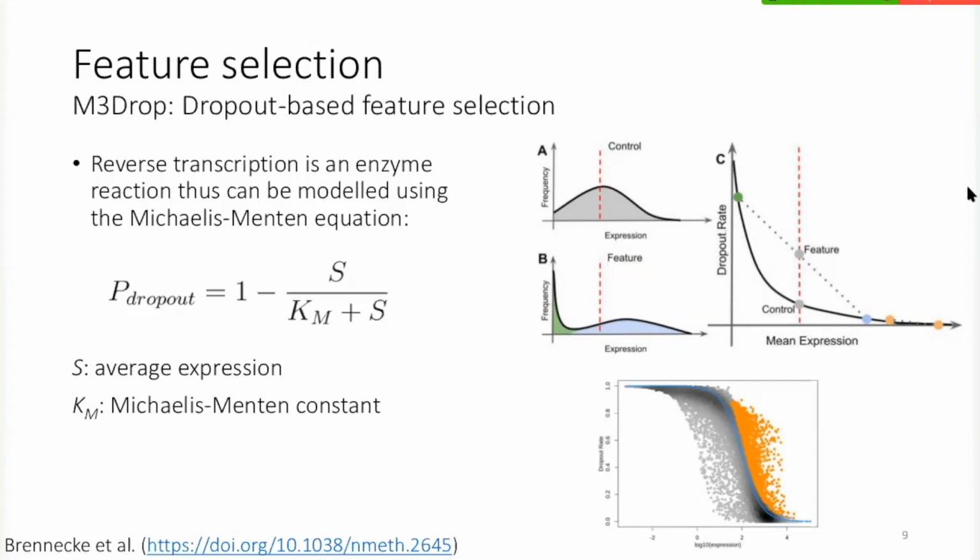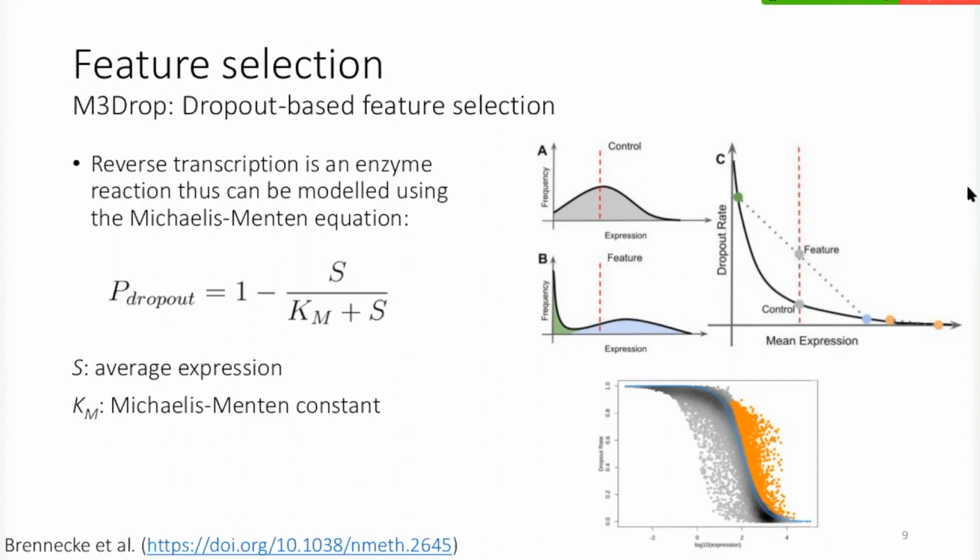So a control would fit on this line, meaning that the mean expression versus the dropout is predicted by the equation. While here, if I look at a variable gene, the mean will be somewhere here, equal to the control, but the dropout will be much higher. Then you can use this to pick the variable genes.